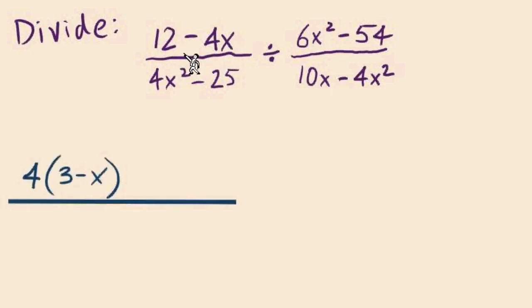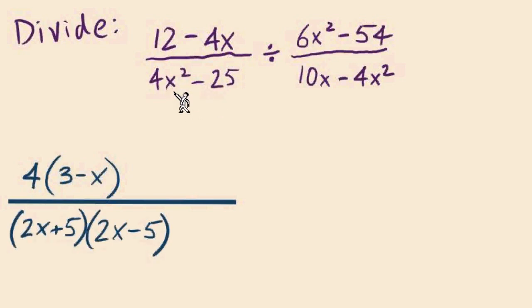12 minus 4x is an odd looking one, but just think GCF first. There's a 4 we can divide out, left with 3 minus x, and it is what it is. We can't factor that further, so that's done. 4x squared minus 25. No GCF, but another difference of squares. A binomial pattern that is a difference of squares, 2x and 5. So 2x plus 5 times 2x minus 5.